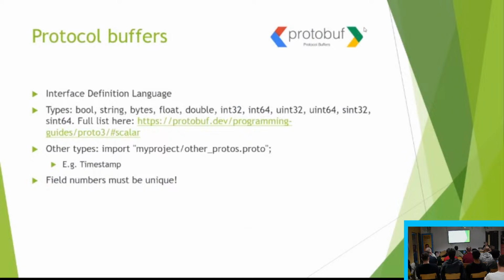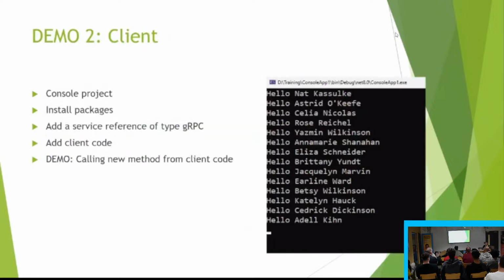So protobufs allow you to define lots of different types in its interface definition language, strings, floats, lots of different ints. There's a full list there. You can also import different types from different projects. So you can split your proto files up and you just import them via the import statement. And we had an example where we imported a timestamp from Google. Field numbers must be unique. You can't reuse field numbers.